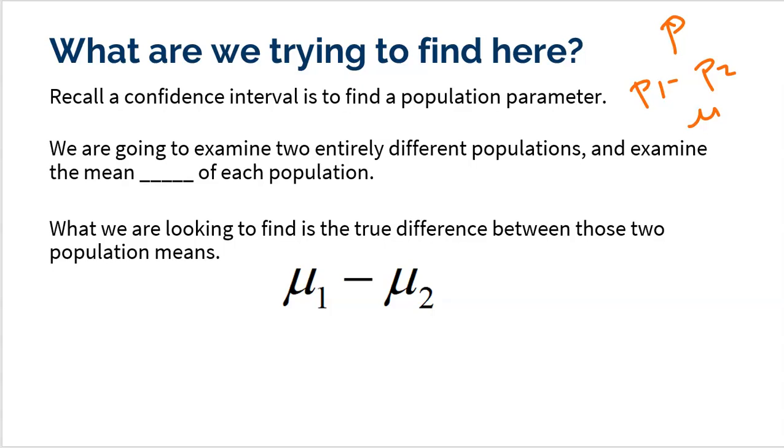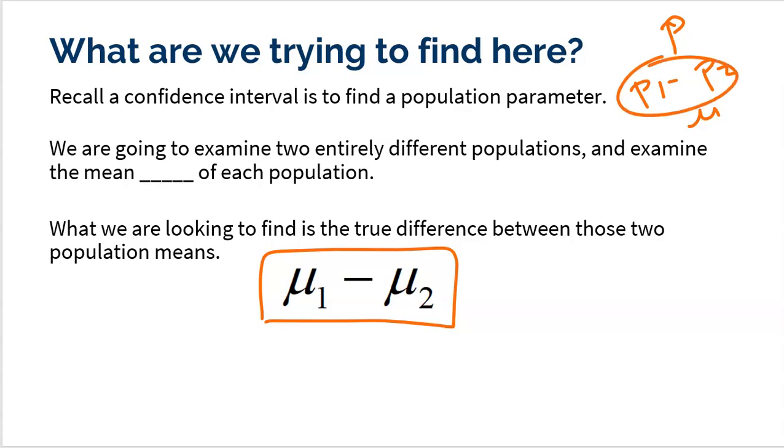So what we're looking to find is the true difference between those two population means. Now I've discussed this way back when we talked about proportions, but the order you subtract does matter. Generically we're going to use ones and twos, but you have to understand that when you subtract two numbers, first and foremost, you only get a single number.